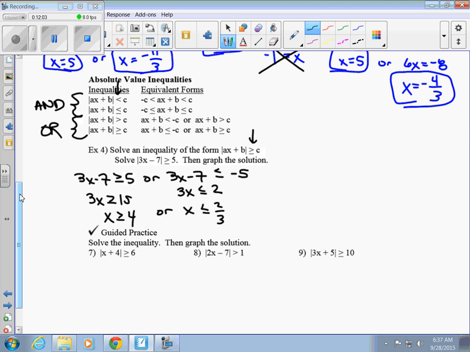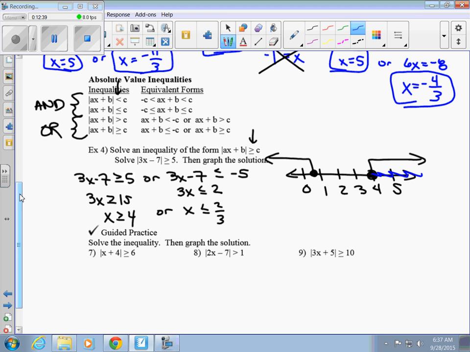When we look at graphing these now, because that's what it wants us to do, they should go away from each other because it's an or statement. So we have 0, 1, 2, 3, 4, 5. X is greater than or equal to 4. It's going to go that way, and it's equal to, so we fill it in. X is less than or equal to 2/3. Well, here's 1, so 2/3 is right about there, and we fill it in. And so our solutions, once again, have to go outside.